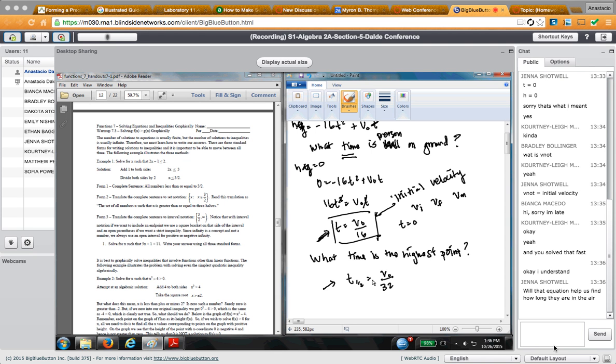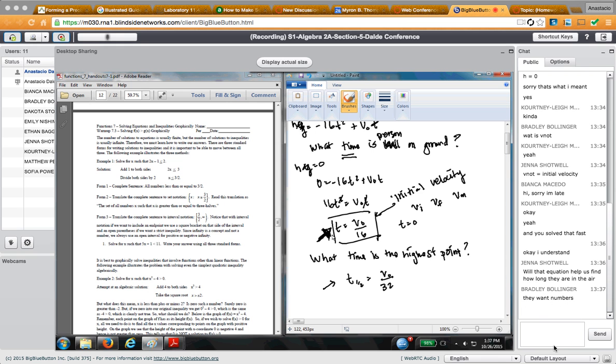Jenna, you're asking, will this equation help us find how long they are in the air for? Well, actually, this is how long they are in the air for. We already found that. That was the first one. They were on the ground exactly at time equals 0 and time equals whatever v naught over 16 is. You want numbers. I know that you want numbers, but I can't give you numbers yet because I don't know the velocity of the person.